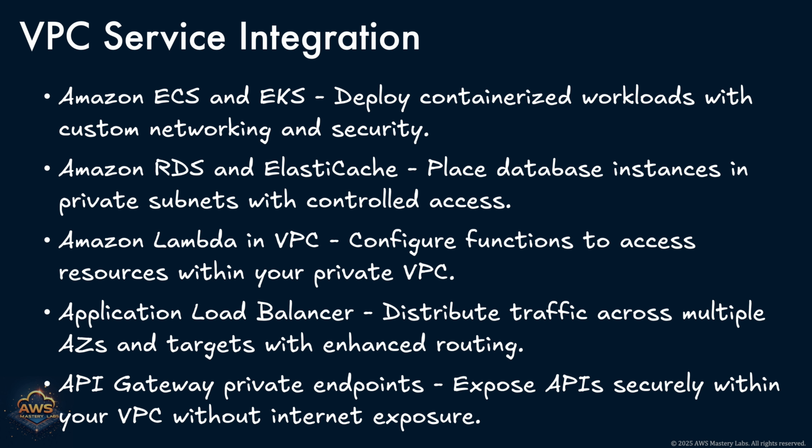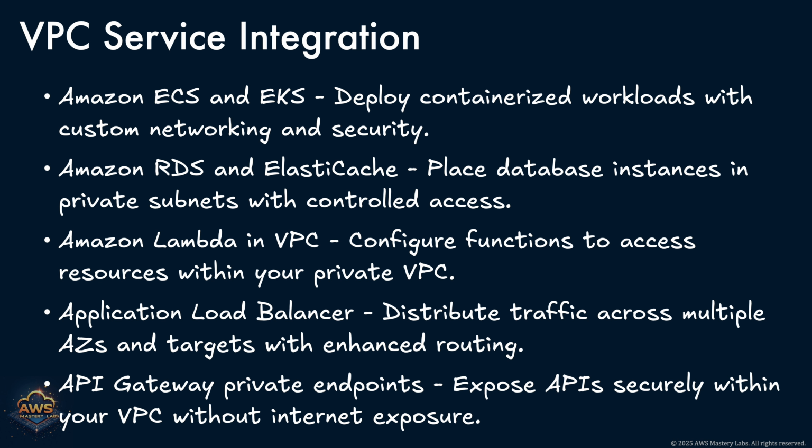Amazon VPC isn't just about networking infrastructure. It's the foundation that enables secure, scalable service integration across the AWS ecosystem. Many core AWS services are designed to work seamlessly within a VPC, allowing you to define how and where they run and how they connect to each other. With Amazon ECS and Amazon EKS, you can deploy containerized applications using VPC networking modes. This gives you fine-grained control over how containers are assigned IP addresses, how they reach other services, and how traffic is secured through security groups and route tables.